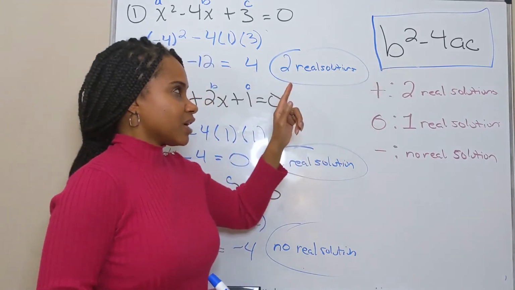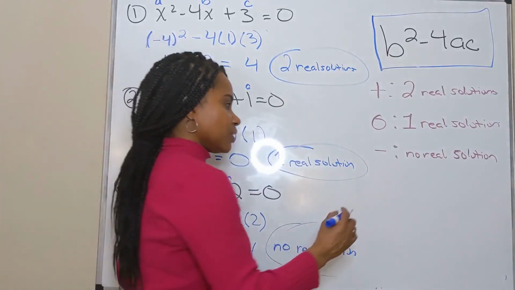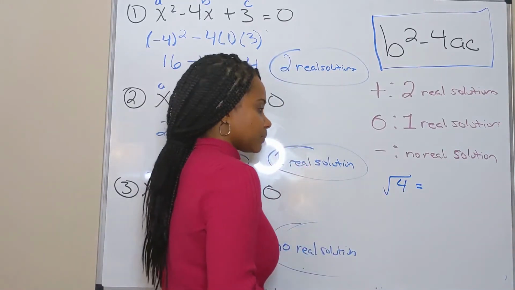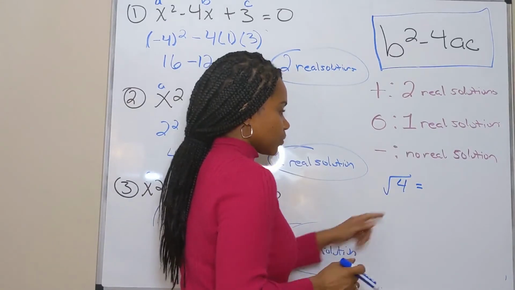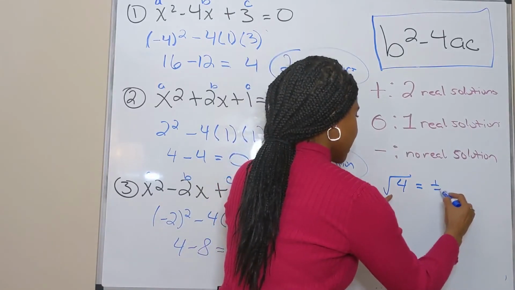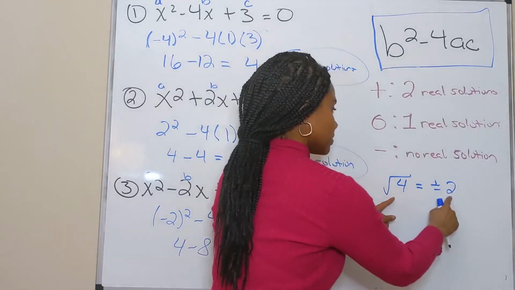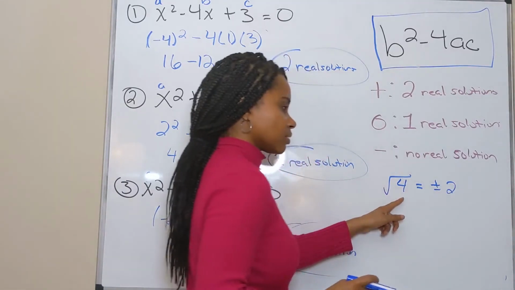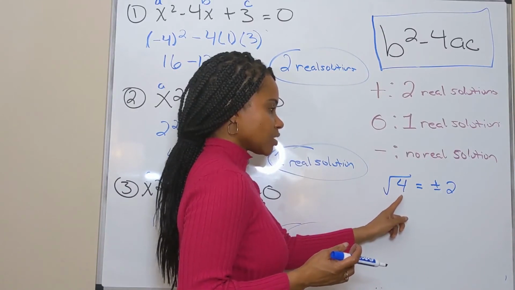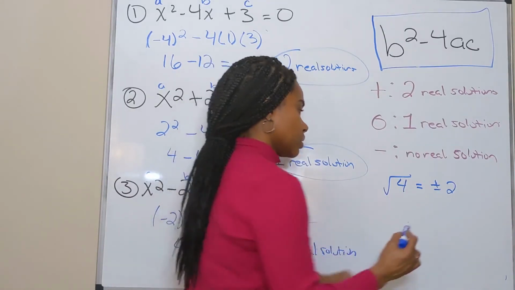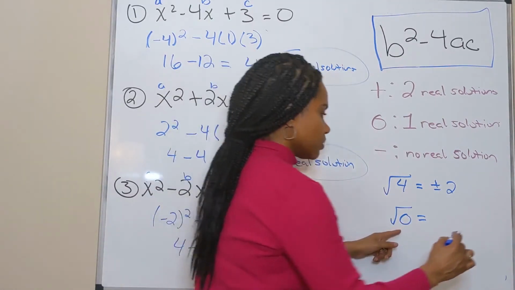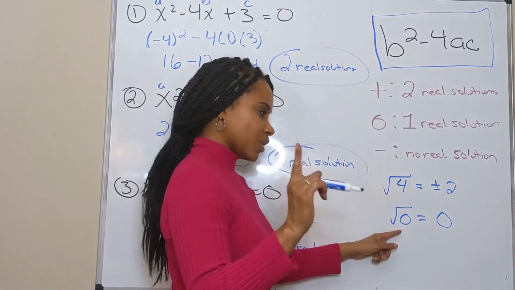So if you get a positive number under your radical, or under your square root sign, the square root of 4, as an example, would be plus or minus 2, because positive 2 squared is 4, and -2 to the second power is also 4. So the square root of a positive number actually gives you two real solutions. What about the square root of 0? 0 is not positive or negative, so the square root of 0 is simply 0. You will get one answer.